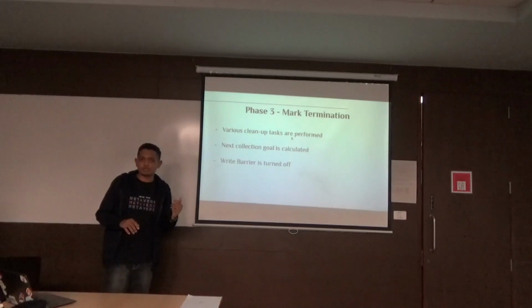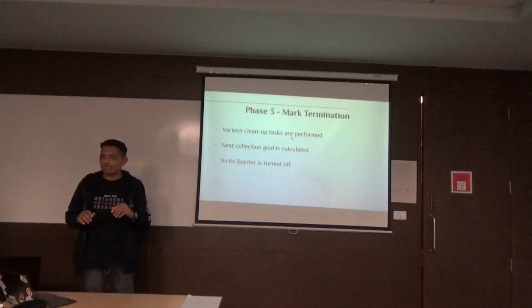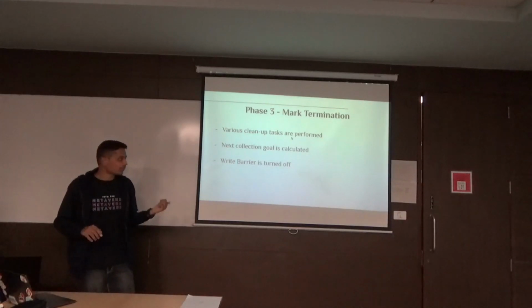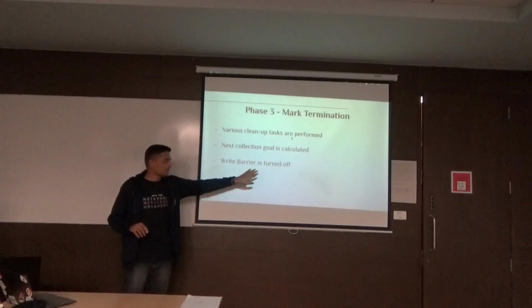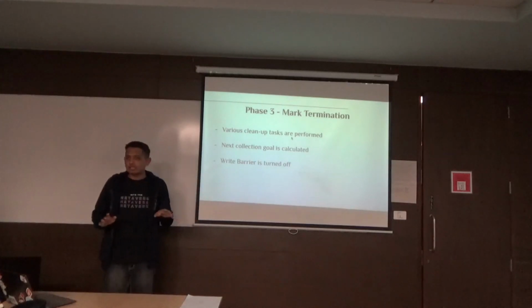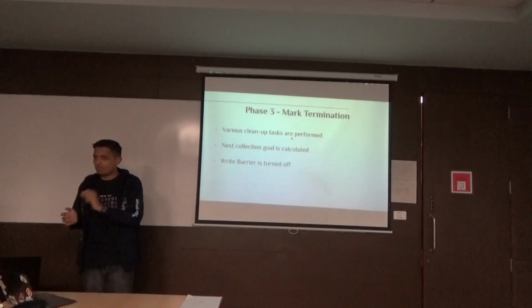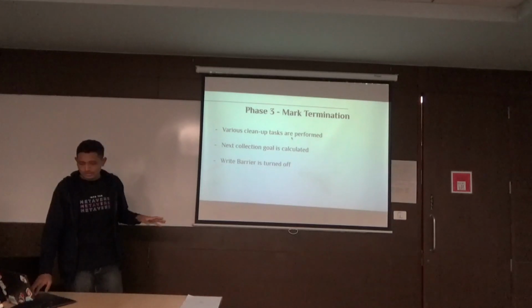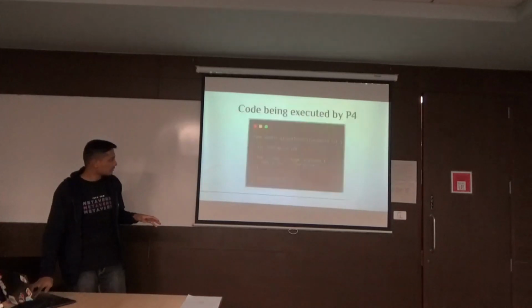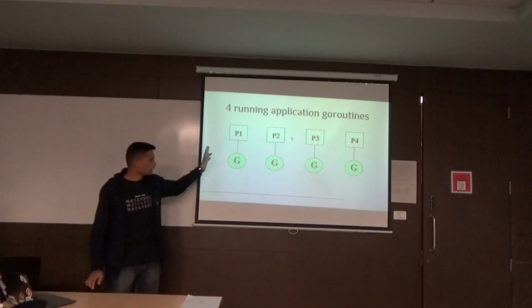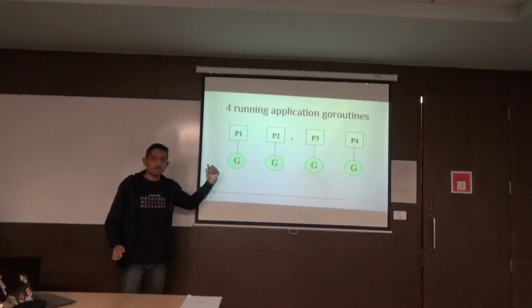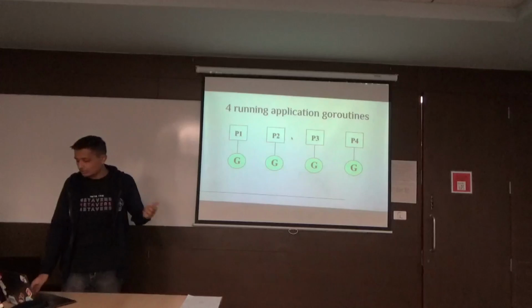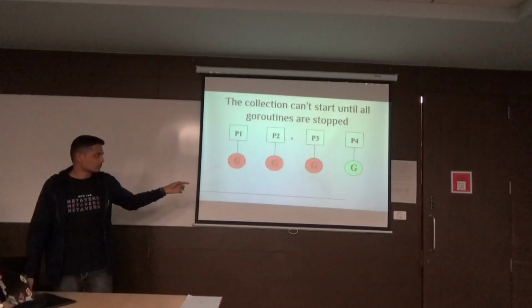It will try to figure out, okay, I did a collection now, so when should I do the next collection? When should the next garbage collection run be initiated? And then finally the write barrier is turned off. The write barrier was that no goroutine was allowed access to memory, so the application was paused. Now the application is resumed, and all of the available process threads go back to processing the work of the application. Suppose in your e-commerce application a user has placed an order, then the order will now be processed.